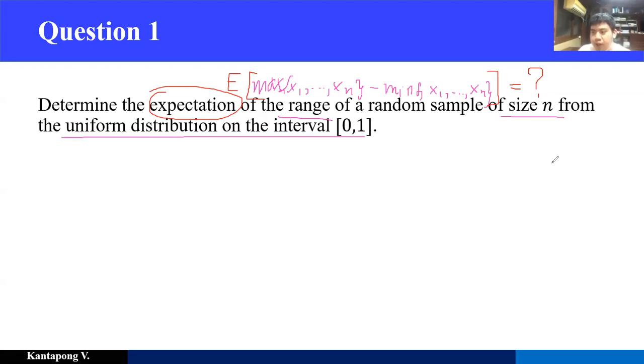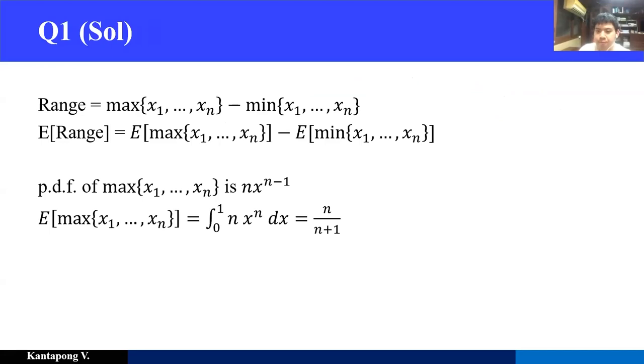Come back. I assume that you have done this already, so let's go to the solution. This is the first step. Do we want to find the joint distribution of these two variables? No. Why? Because we can separate into these two terms, E of the max and E of the min. We are not interested in the PDF, but only in the expectation.